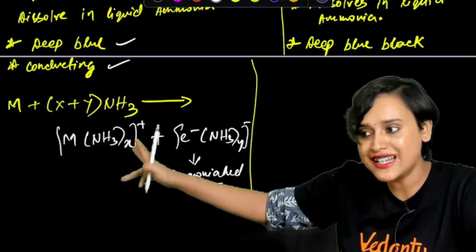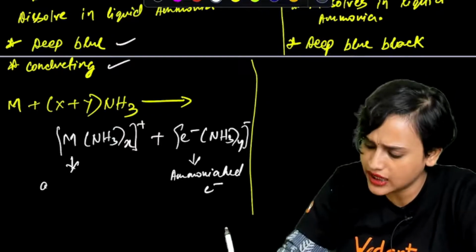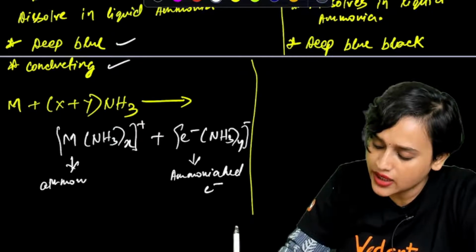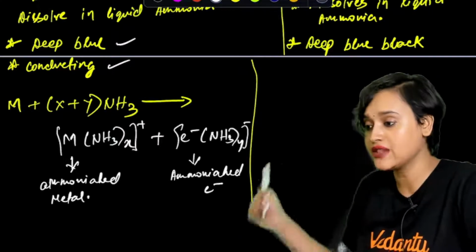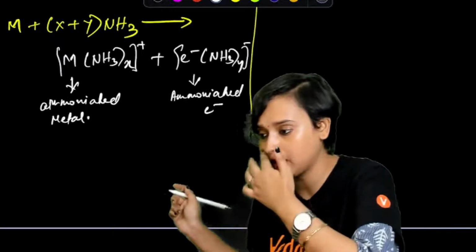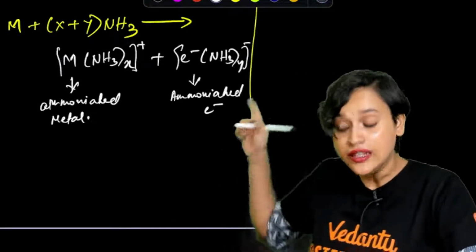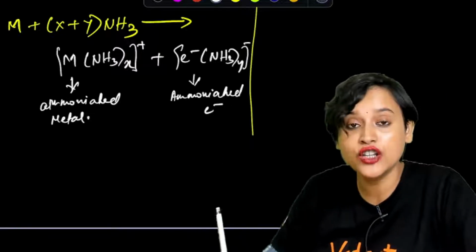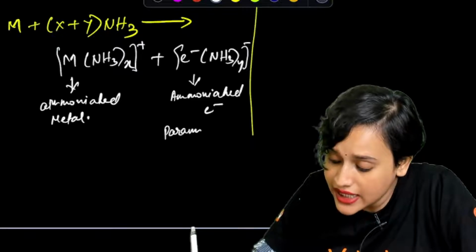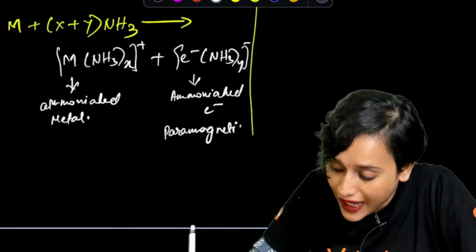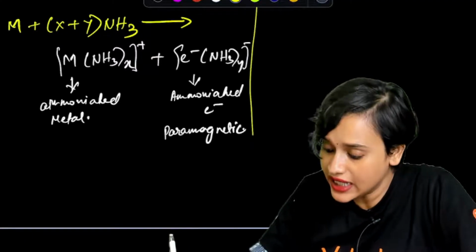Now, if I'm calling this an ammoniated electron, I can call this ammoniated metal. This is very, very, very important. What color would it be? Deep blue color. Now, because of this ammoniated electron, you will see that this is also paramagnetic in nature.